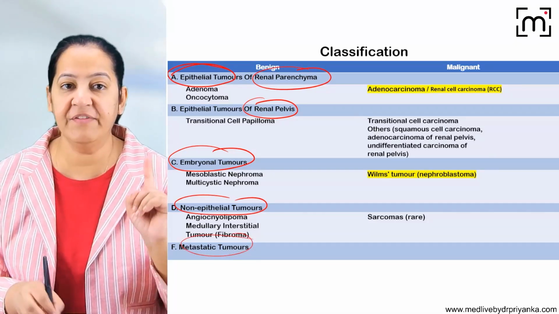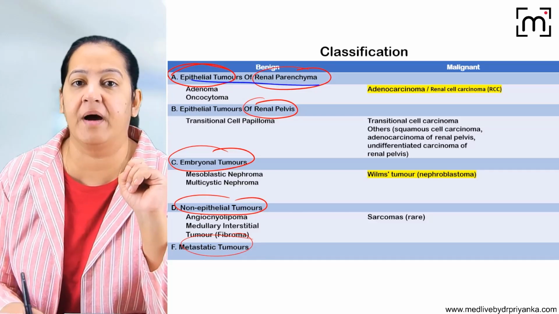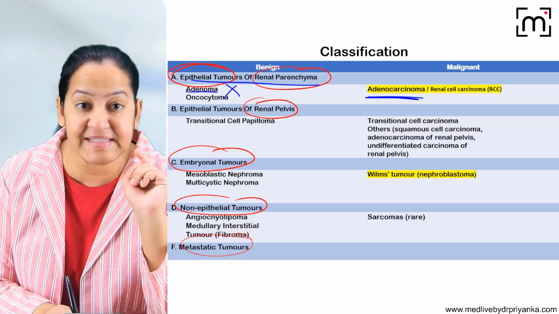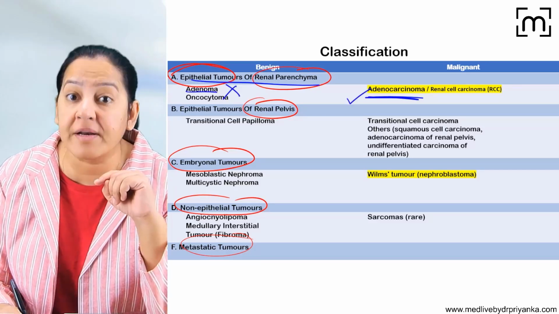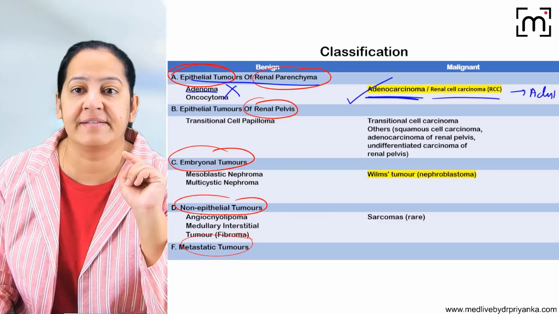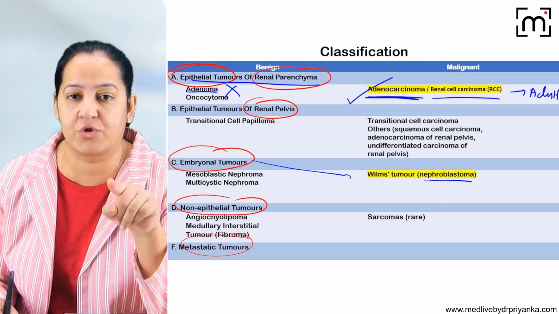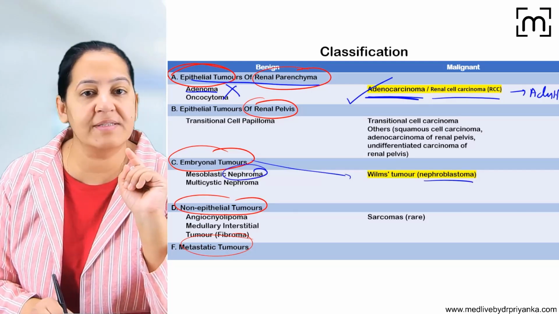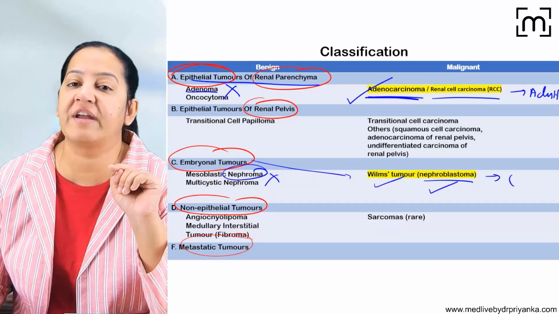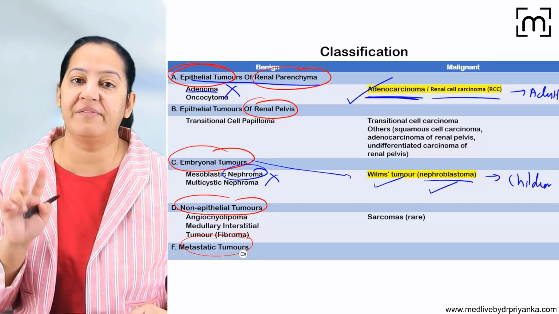Among them, the epithelial tumors arising from the renal parenchyma: the malignant one is adenocarcinoma, and the benign one is adenoma. We will not discuss adenoma. We will discuss adenocarcinoma, also known as renal cell carcinoma. It is the most important tumor of kidney in adult human beings. One of the embryonal tumors is nephroblastoma, and the benign version is nephroma. We will not discuss nephroma. We will discuss nephroblastoma, also known as Wilms tumor. It is the most common tumor of kidney in children. So please learn the classification thoroughly, and after that, we will see the details of the two.